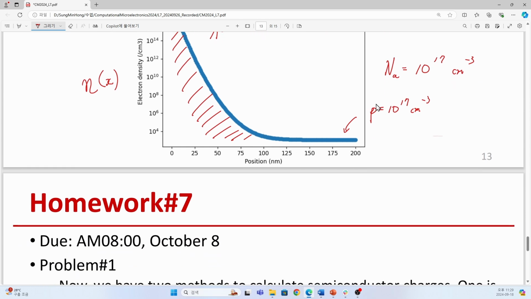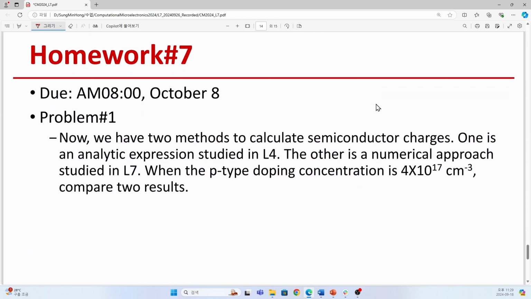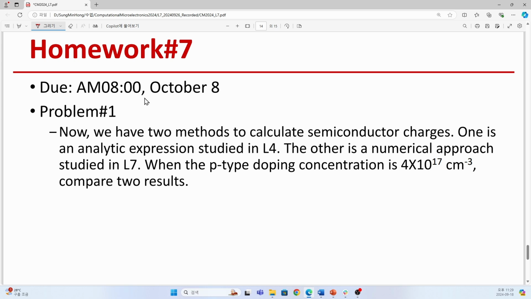Okay, so now you have your homework number 7, and once again the due date is quite far from the lecture day, because of the national holidays in South Korea. So now we have two methods to calculate semiconductor charges in the silicon region of a MOS structure. One is the analytic expression studied in lecture 4, and the other one is what we studied in today's lecture. So please make a comparison.